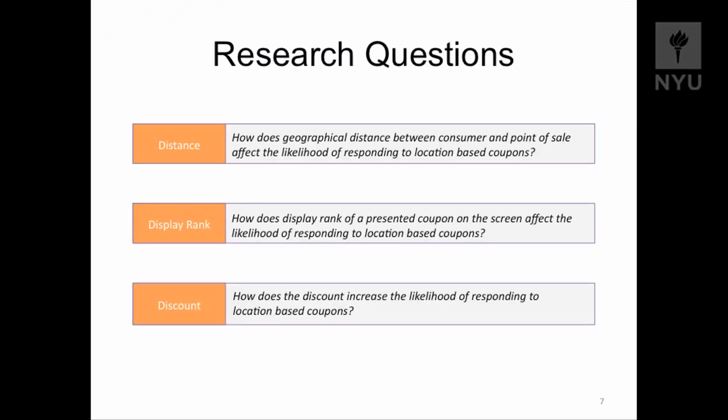So it's really 3 simple questions. One, what is the effect that geographical distance, real-time distance between the user and the store, has on the likelihood of the user responding to these mobile coupons? The second is, what is the effect of the rank itself? A mobile device is a really small device, so the topmost slots become even more valuable. So one of the things we are trying to quantify is the effect that the rank of a presented offer has on our propensity to redeem it. And then third is, how does the discount likelihood vary with the actual coupon category itself?